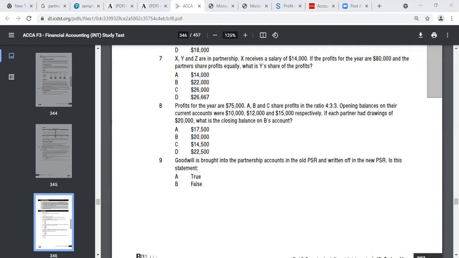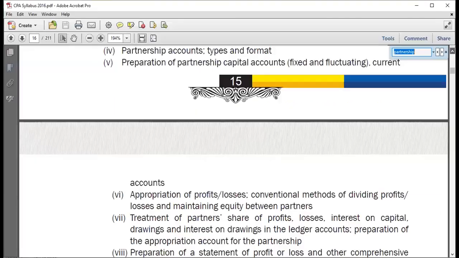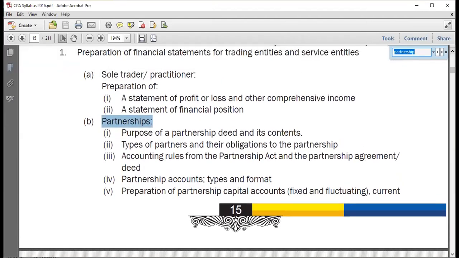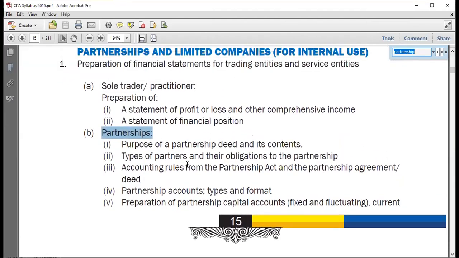So I was just trying to check my course outline here, maybe just to show you what I'm trying to check. Like I told you, every time you're done with something, you interest yourself in looking at what the course outline, or the syllabus, does. Okay, so the partnership agreement, by the way, can also be called a partnership deed. So don't find a partnership deed and then ask yourself what the partnership deed could be. And of course, its contents, types of partners and the obligations to partnership, accounting rules.